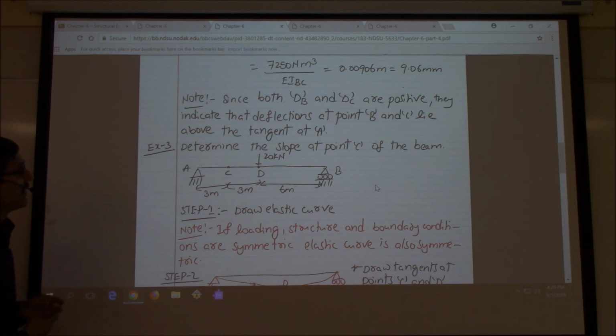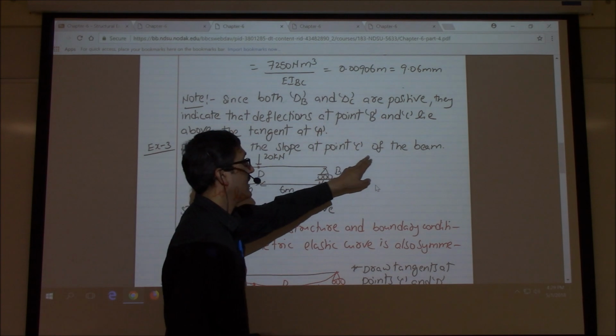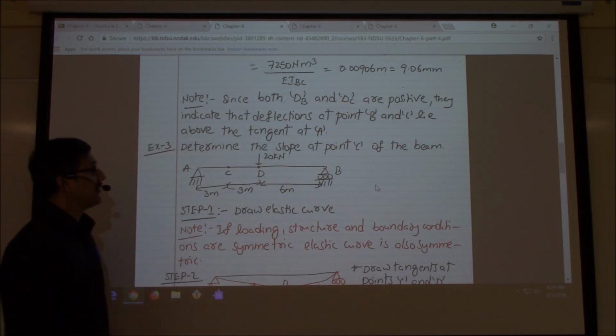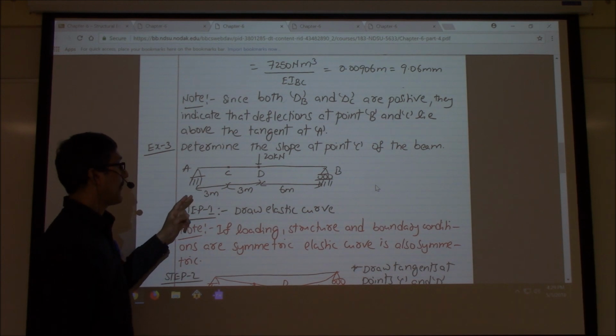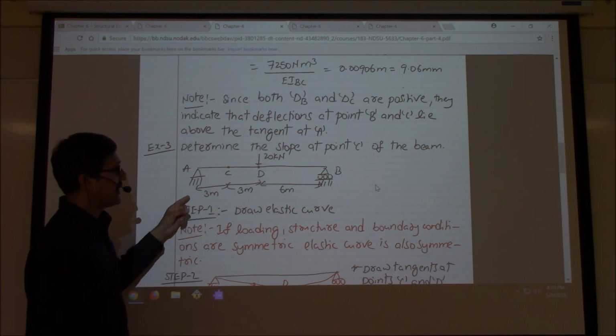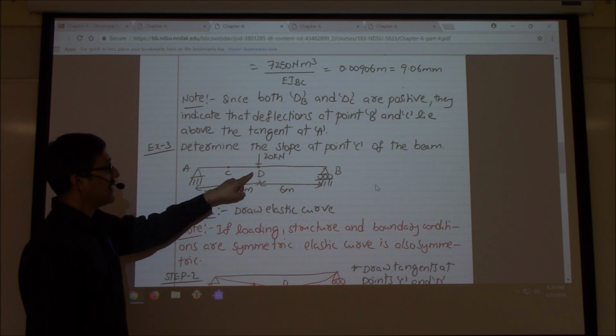So for example, if we are asked to determine the slope at point C in this particular beam, this particular beam is special. Of course, this is a simply supported beam with a concentrated load sitting at the middle, but the important thing here is that this is a symmetric beam, in the sense the maximum deflection will happen at the point D.